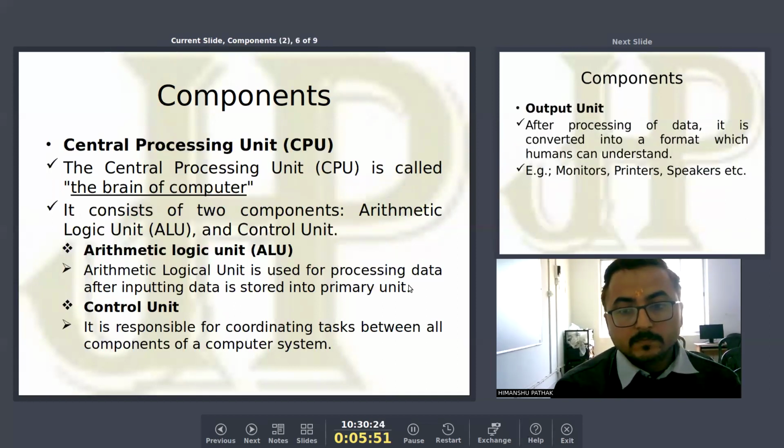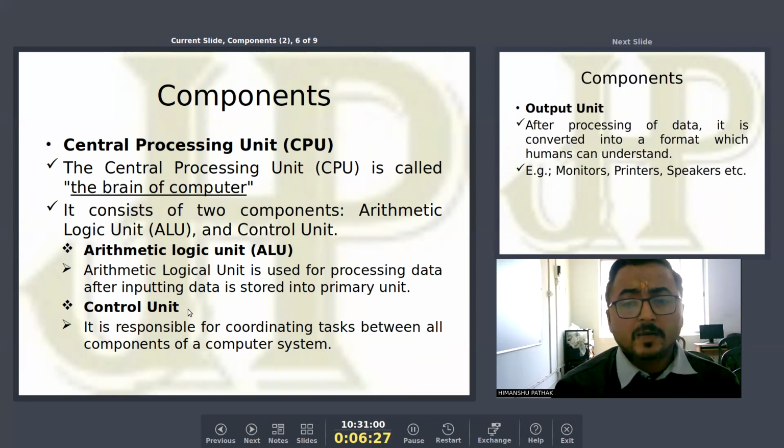Now, CPU. The second step is to process the data. So who will process the data? CPU. That's why the name is central processing unit, and it is the main part of computer. That's why it is known as the brain of computer. It has two things. First one is ALU and second one is CU. ALU stands for arithmetic logical unit and CU stands for control unit.